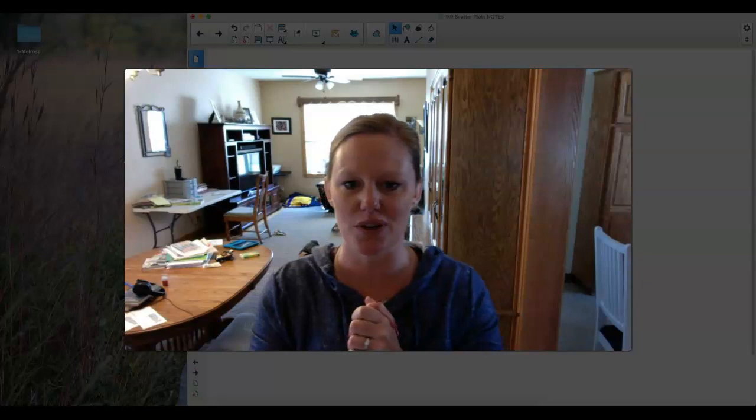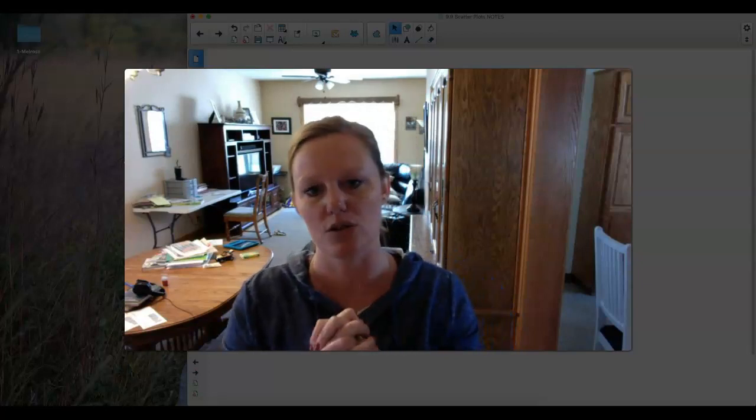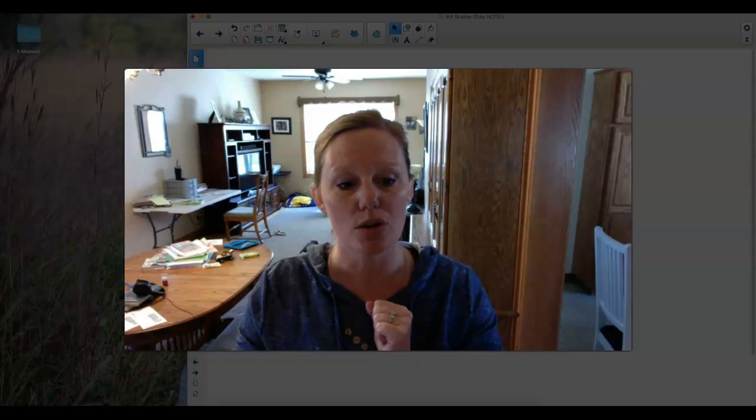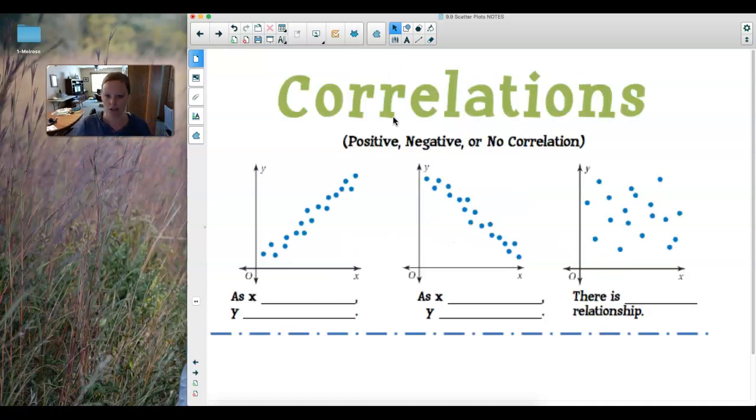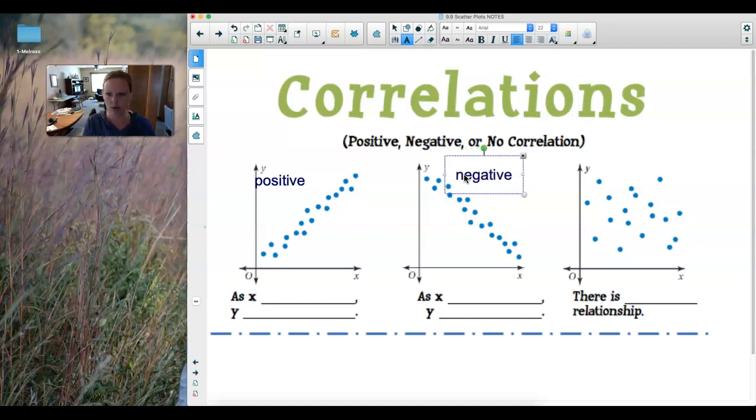We are going to finish scatter plots today and do day 2 of scatter plots. So your goal today is to learn a little bit more about some correlations in scatter plots. When I say the word correlation, I mean that scatter plots can have a positive, negative, or no correlation at all. This first graph is showing what I would call a positive correlation. The second graph shows a negative correlation. And then this third graph shows no correlation at all.